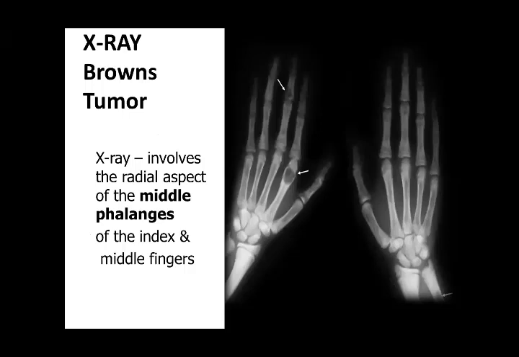X-ray involved, what does it show? It involves the radial aspect of the middle phalanx of the index and middle finger. We just look at the hypodense area in the middle phalanx. It is marked for you, the hypodense areas are marked.